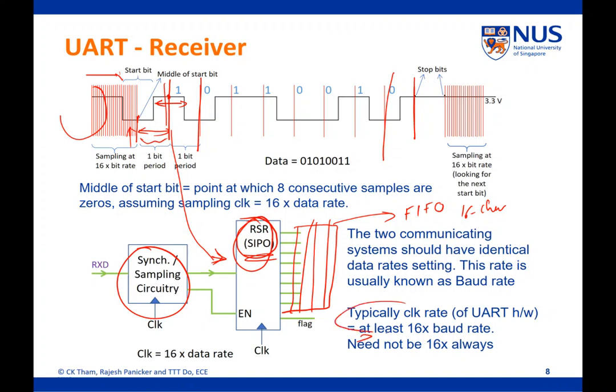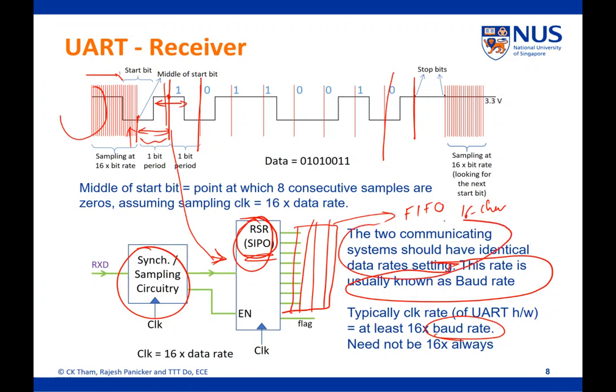Okay, so the typical clock rate is at least 16 times the baud rate. Now what is baud rate? The rate at which you send data bits. Baud rate is nothing but 1 by bit period. Bit period is the duration for 1 bit, right? So 1 by bit period is your baud rate.